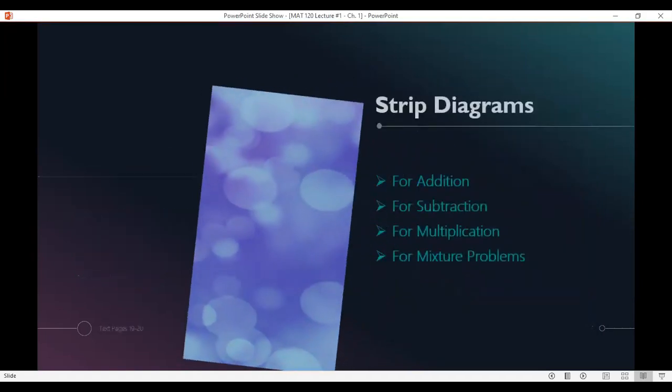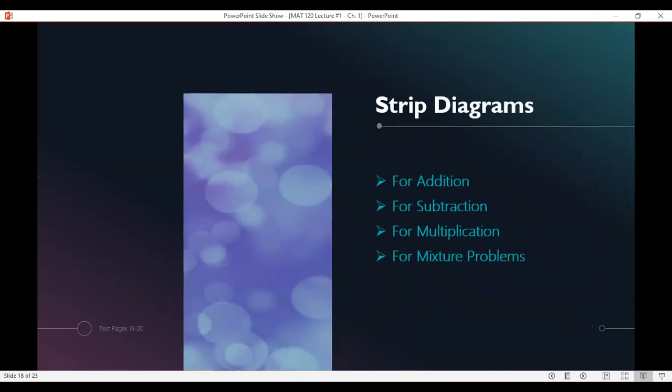Now we're going to talk about something that is really the central focus of this class that we use a lot, and it's called a strip diagram. A strip diagram is basically a rectangle or a group of rectangles that represent quantities and that can be cut into pieces to represent parts of quantities. You can use strip diagrams for addition, subtraction, multiplication, for mixture problems. You can also use them for percent problems and other things.